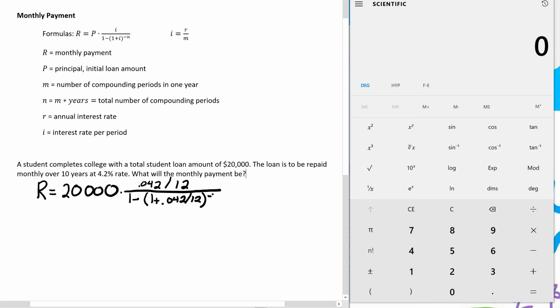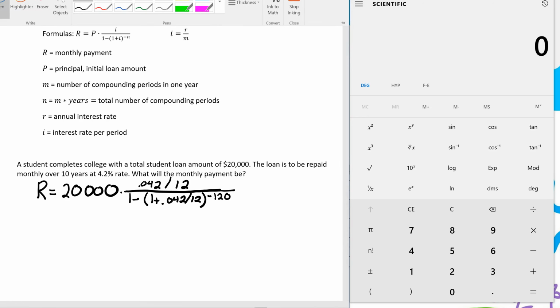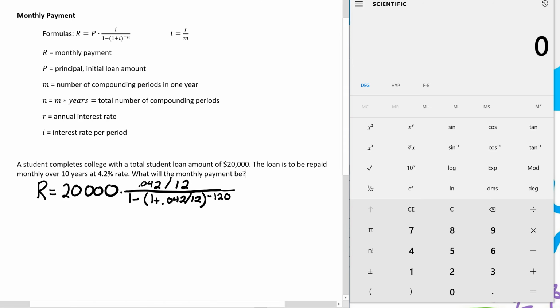N stands for the total number of compounding periods. We have 10 years and 12 months each year, so there are 120 total compounding periods, 10 times 12. When we type this into a calculator, depending on the calculator that you're using, we typically need to put an additional set of parentheses around the numerator and denominator to tell the calculator what is considered a numerator and what is considered a denominator.